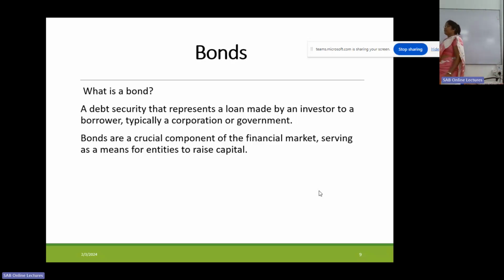When it comes to the debt capital, there is a special feature of the debt capital. From the investors' perspective, this debt capital is a fixed income instrument. From the company's perspective, this debt instrument is a fixed cost instrument.